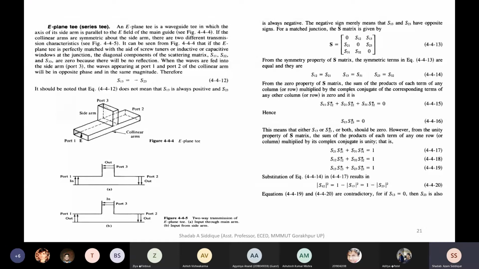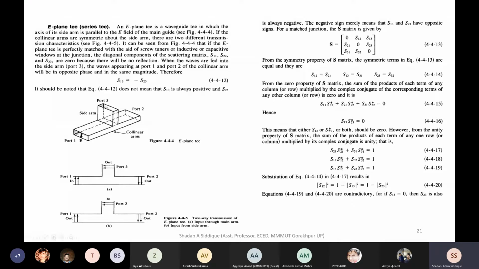Last class we were discussing the E-plane T, and in that we took all three ports as perfectly matched. First of all, the three ports cannot be perfectly matched. If we take all three ports matched, then what will happen? We also saw that in the E-plane T, the electric field is parallel to the axis of the third port, the side arm, as shown here. You can see the electric field at the collinear arm at port 1 is indicated as vertical, which is parallel to the axis of the side arm.